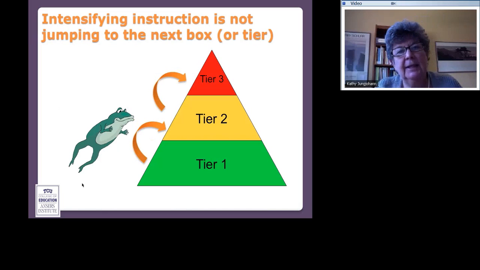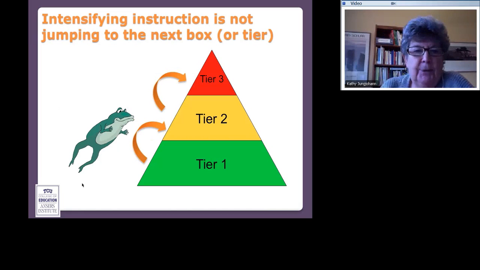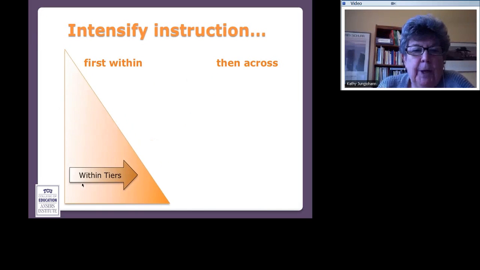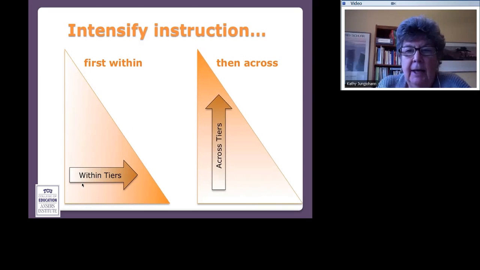So intensifying instruction is not just a matter of jumping to the next box or the next tier. We can really intensify instruction in two different ways. The first way is to think about intensifying instruction within the tier. And so regardless of whether you're in Tier 1, Tier 2, or Tier 3, we can still intensify instruction within these different tiers. And then we consider intensifying instruction across the tiers. So there's really two different levels of movement within a tiered system.